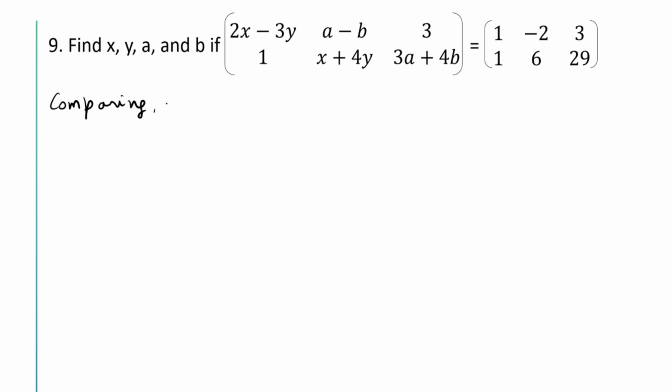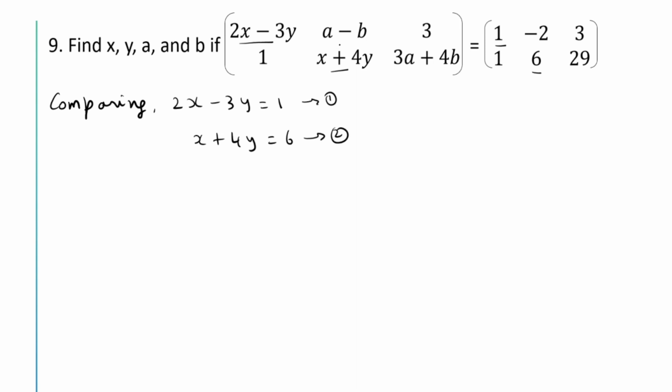Comparing the element in the first row, first column, that is 2x minus 3y is equal to 1, and x plus 4y is equal to 6. So let us mark this as equation 1 and 2. Let us solve this to find x and y.